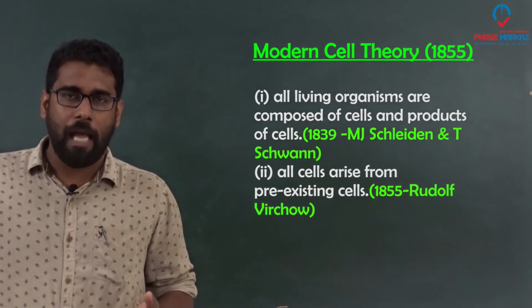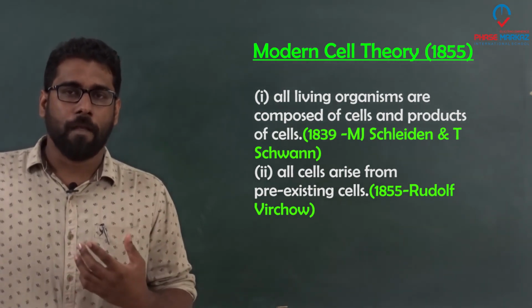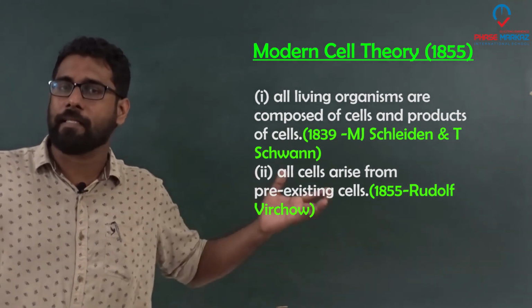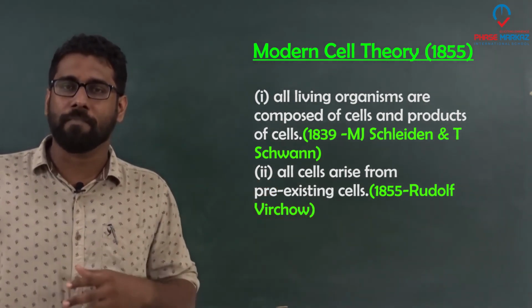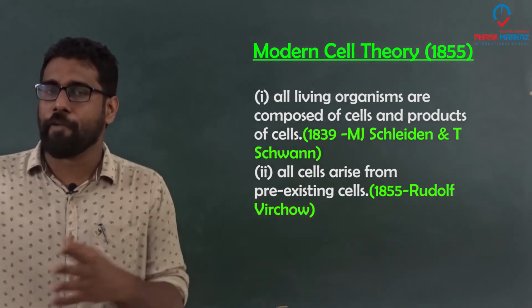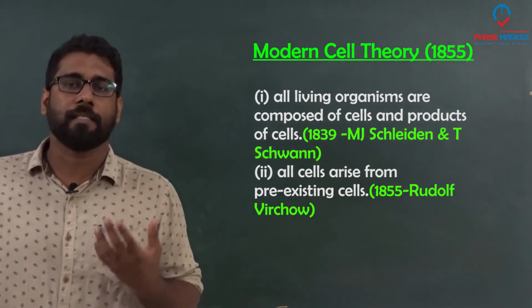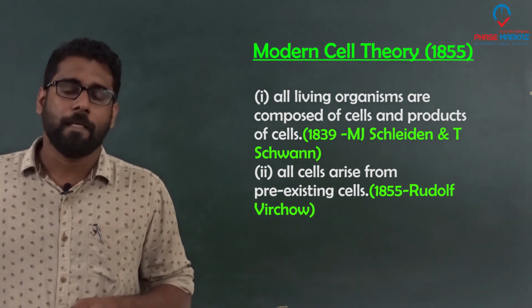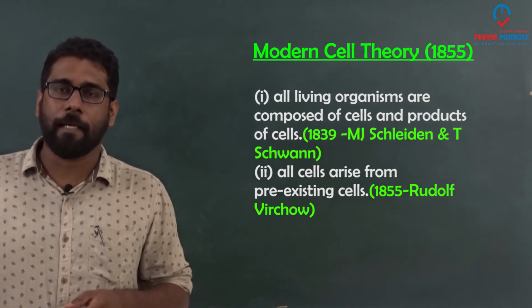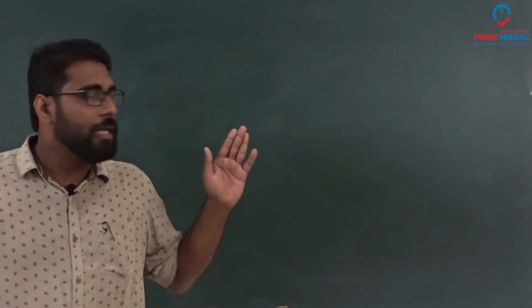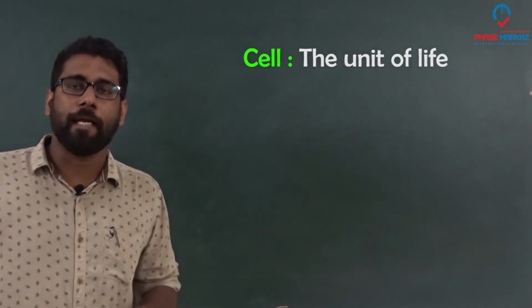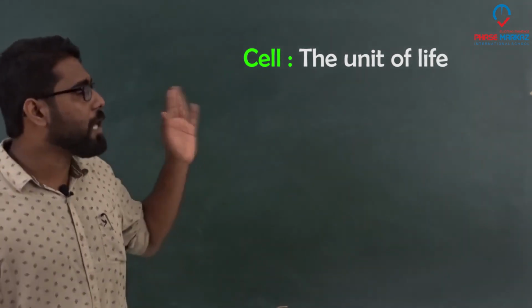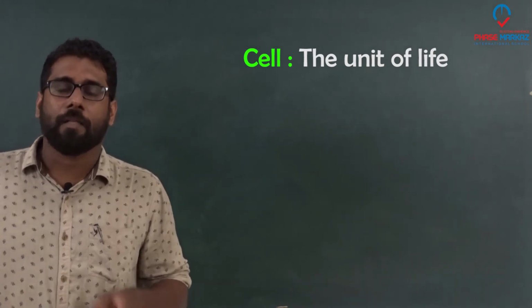We know that every cell in our body divides from a parental cell or pre-existing cell. All cells in our body, including our sperm cells and egg cells, are formed from a pre-existing cell. And this is what we call the cell theory. And now we know the cell is the unit of life. Now we've got an idea, a light on the chapter name, Cell: The Unit of Life.